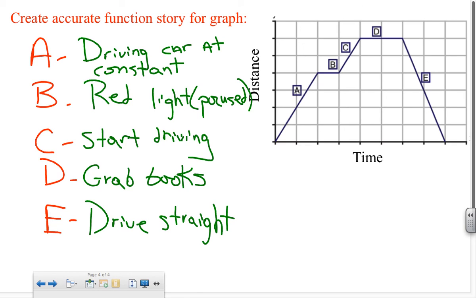Okay, so this is a quick example. Obviously you can do it in a little bit more detail, you can be more imaginative, but that's an example of creating a function story based on a graph.